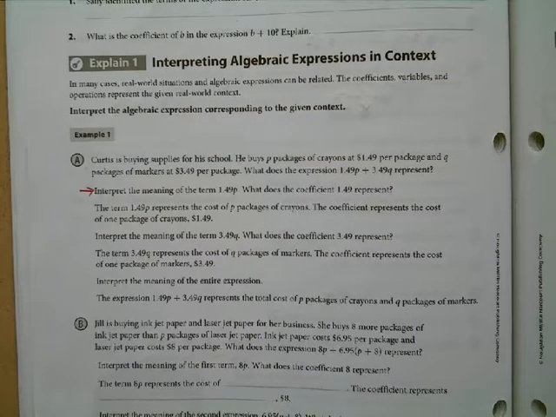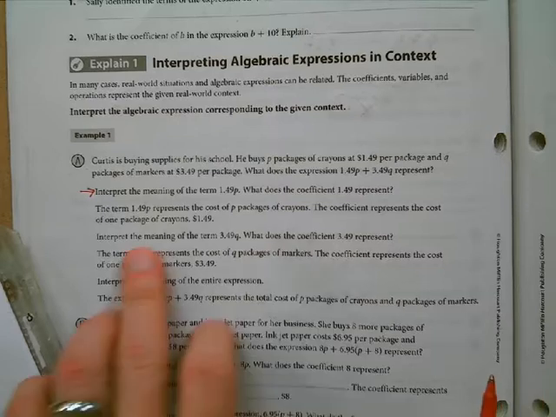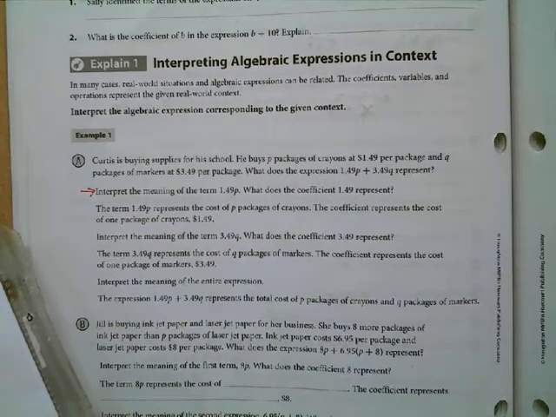Okay, right, we don't know how many, but what does that give us? When we do 1.49, the price of a single package, times p, that's going to give us the total amount we spend on the crayons, okay? What does the 3.49 represent? What's 3.49 represent in this problem?